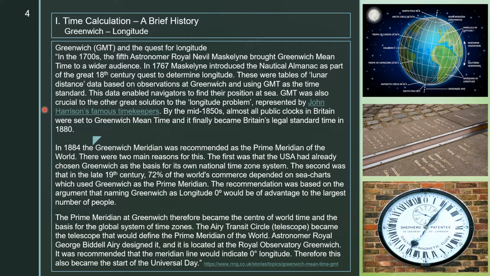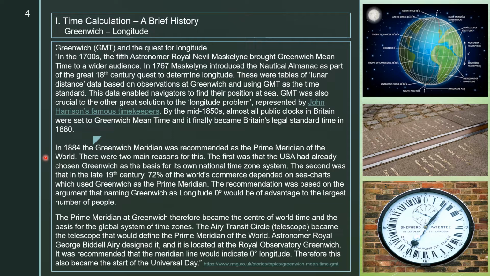By the mid-1850s, almost all public clocks in Britain were set to Greenwich Mean Time, and it finally became Britain's legal standard time in 1880. In 1884, the Greenwich meridian was recommended as the prime meridian of the world.